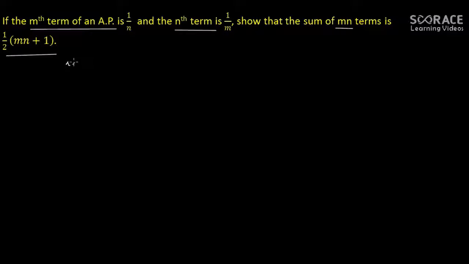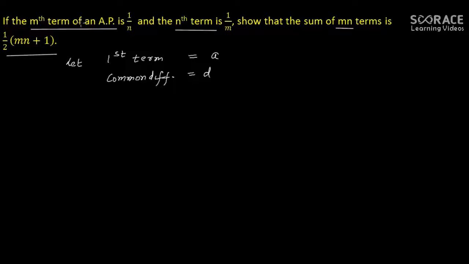So let's say the first term of an AP is A and the common difference of this AP is D. To write down the mth and nth term, let's learn how to represent any term in an AP in general form. So, an is equal to a plus n minus 1 times d. Now, as we have been given the mth term, let's write the mth term, which is represented by a of m.